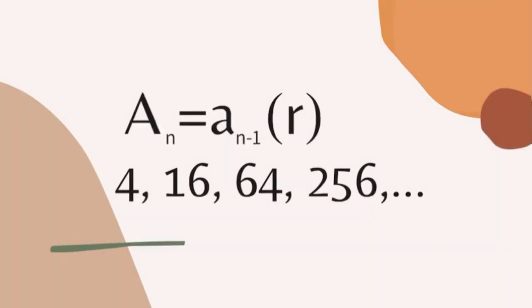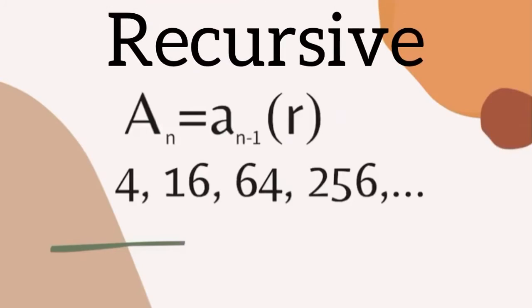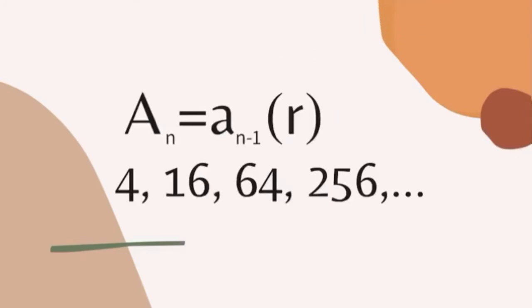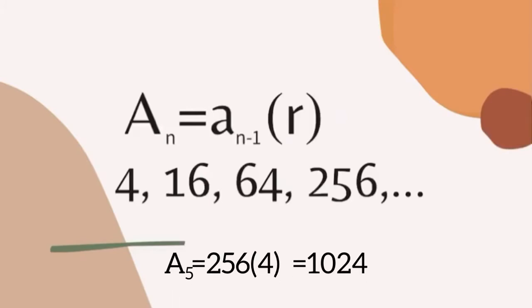Next, this is the recursive formula for the geometric sequence. Let's say we are finding the fifth term from this sequence. First, we have to find the value of the previous term, which is 256. Then, we find the common ratio, which is 16 divided by 4, which equals to 4. Following the formula, we have to multiply the common ratio to the previous term to get the next term, which is 256 times 4, and this equals to 1024.